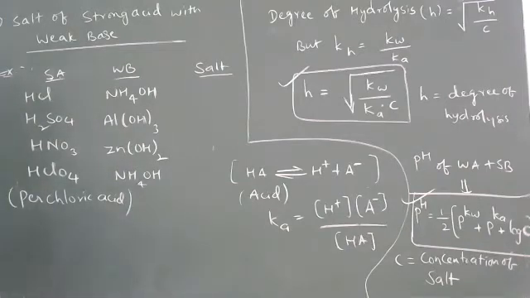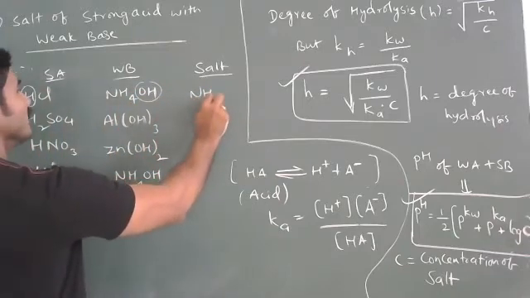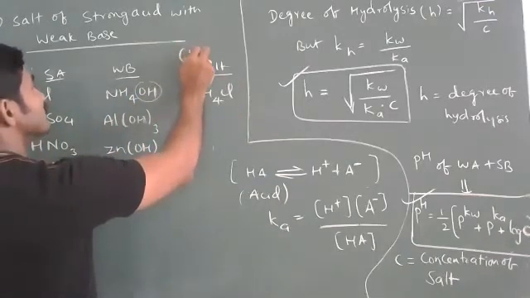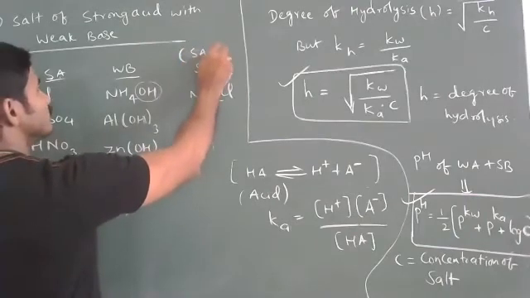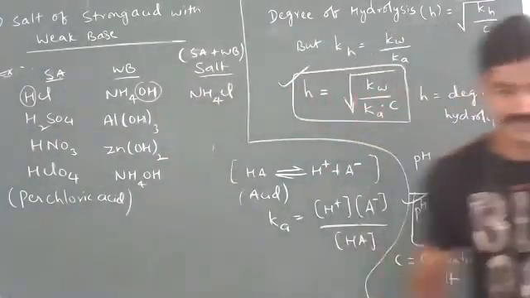So what do we get? The salt. The salt is formed by removal of water, H plus OH minus removed. The salt is NH4Cl. This salt is from strong acid with weak base. Like that you write all the salts. Just remove the water and write the salt.